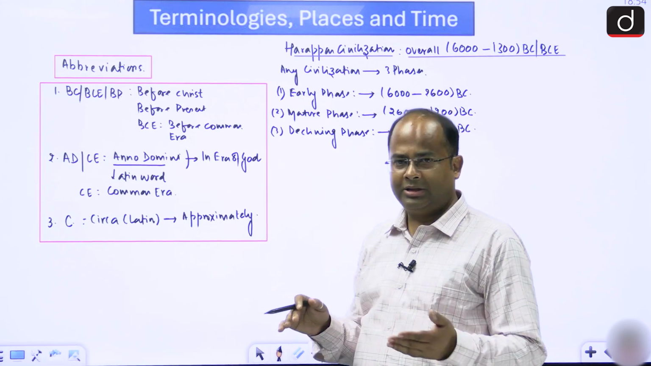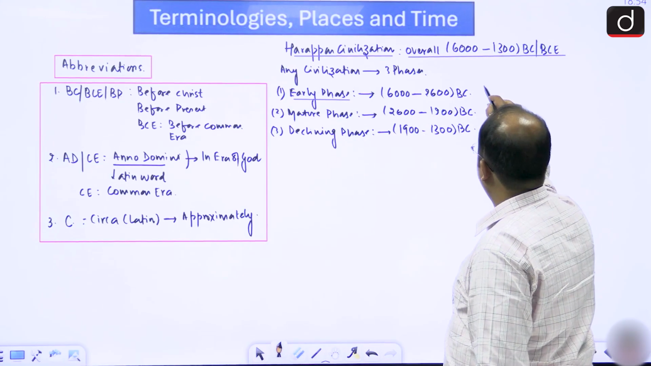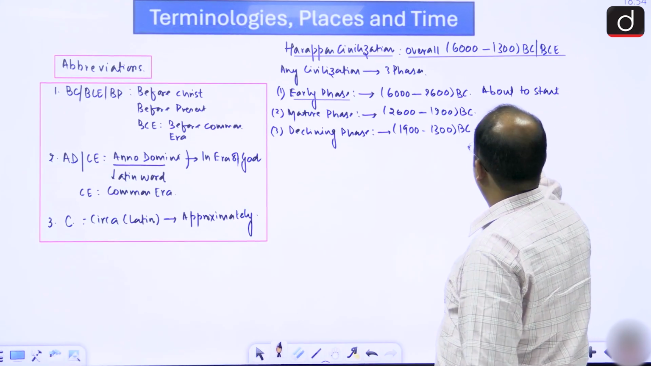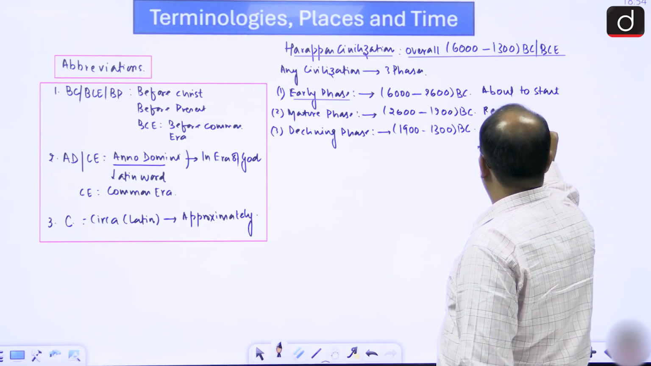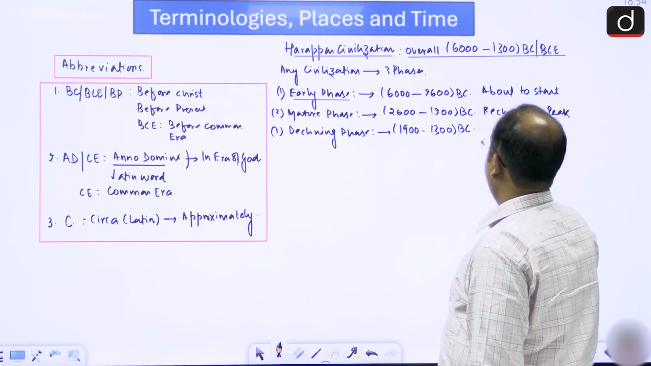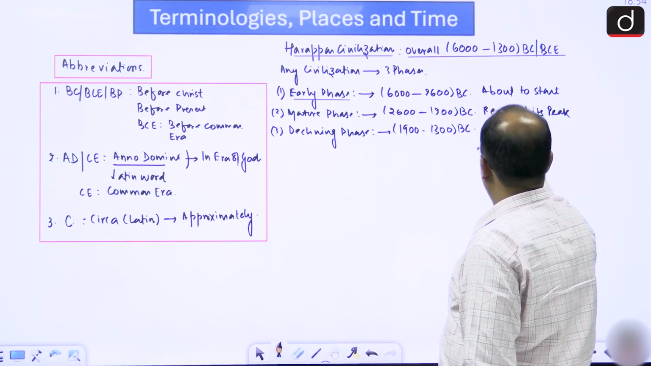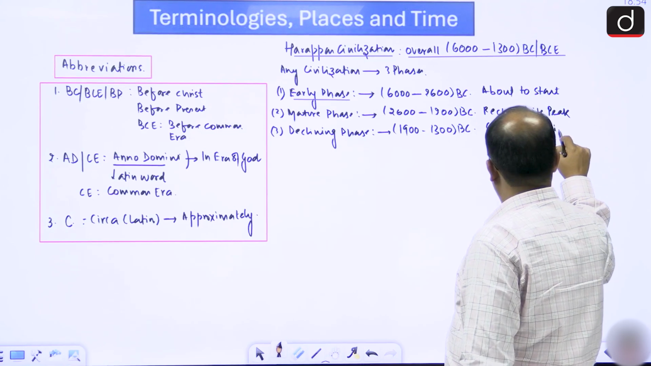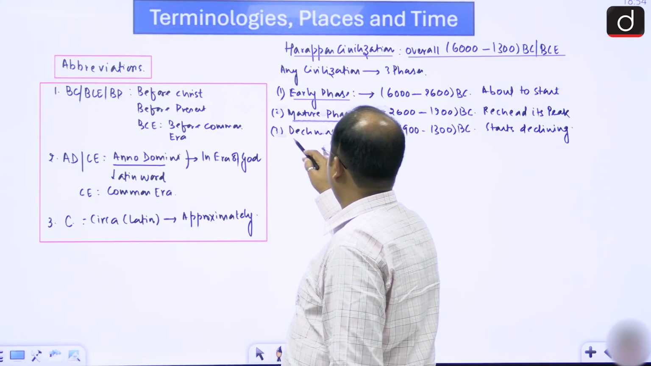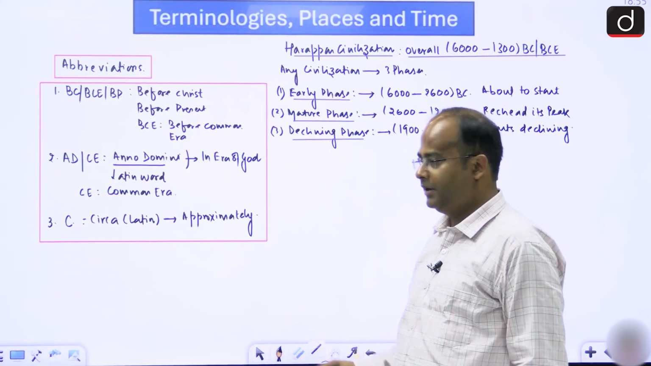Every civilization goes through three phases: the early phase, when the civilization is about to start; when the civilization reaches its peak, that is called the mature phase; and then we have the declining phase, when the civilization starts declining. So early phase, mature phase, and declining phase, these are the time periods. First of all, we discussed the time of Indus Valley.